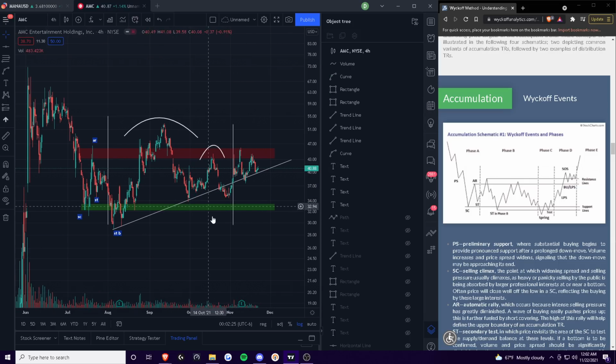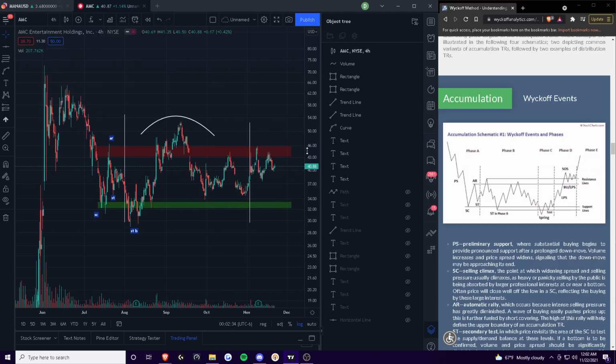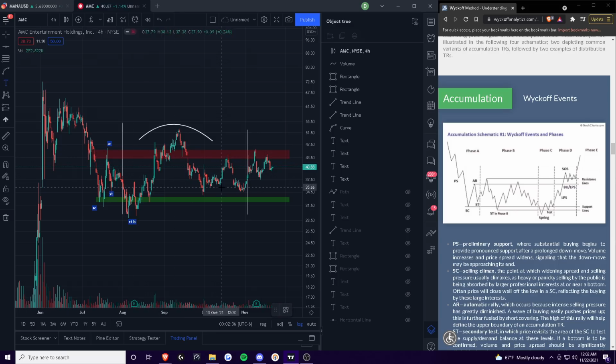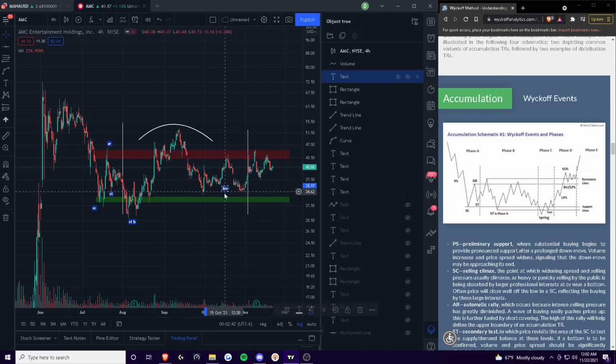Yeah, this too. And then remember, this was our LPS, right? In the old schematic. I just want to bring that back up. And then, so yeah, LPS in phase C.